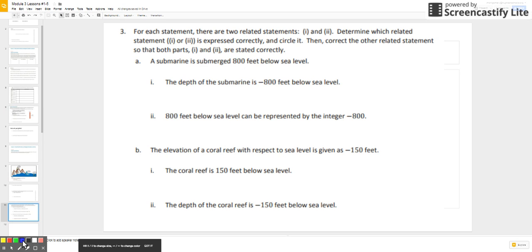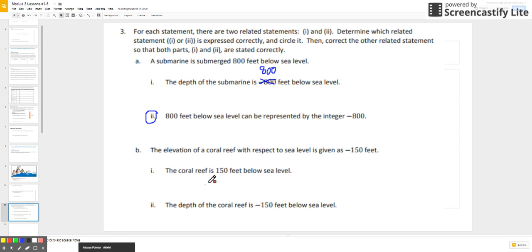All right, welcome back. Hopefully you gave this a try. Hopefully you recognize for A, we have the depth of the submarine is negative 800 feet below sea level. And you have 800 feet below sea level can be represented by integers negative 800. This one is correct. So hopefully this is the one that you circled, and you've corrected this one hopefully by getting rid of this and just simply writing 800. You don't say that something is negative 800 feet below sea level. You just simply say that's 800 feet below sea level.